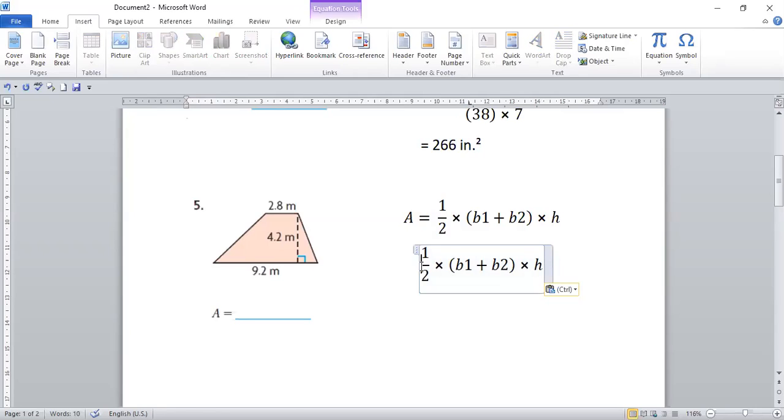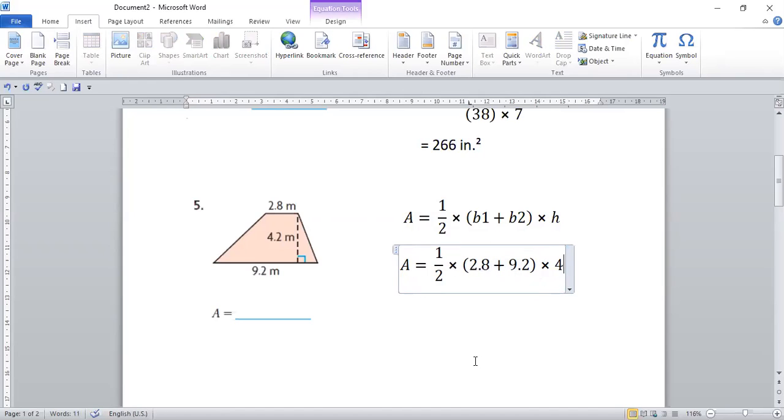Okay. So area is equal to half multiplied by base 1, that's the upper one, that's 2.8. So in place of b1, I'm writing 2.8, and base 2, which is this one, is going to be 9.2. So in place of base 2, I'm going to write 9.2 multiplied by the height, which is going to be 4.